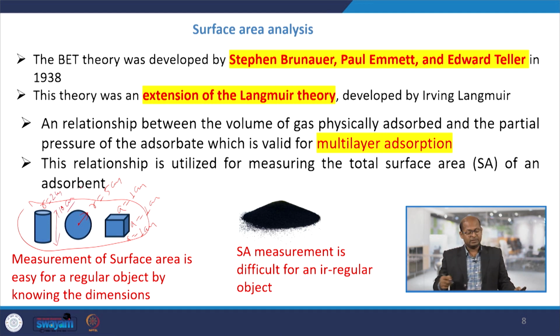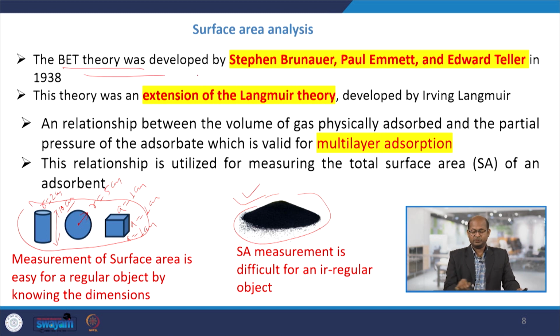So, when we have this type of regular object, we can easily measure the surface area, pore volume, everything. But when the material is like this powder, it is very difficult to measure individual component surface area and volume. Therefore, to measure those types of materials we have the catalyst characterization. So, BET surface area theory was developed, and this is the extension of Langmuir theory.